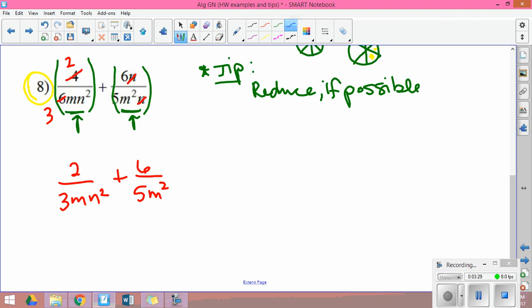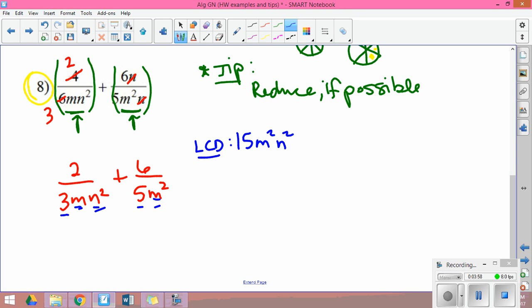So now I'm going to go ahead and say, what is my least common denominator? Look at the coefficients first. 3 and 5 both go into 15. M and m squared both go into m squared. You want to take your highest power. And n squared goes into itself, n squared. So my least common denominator is 15m squared n squared.